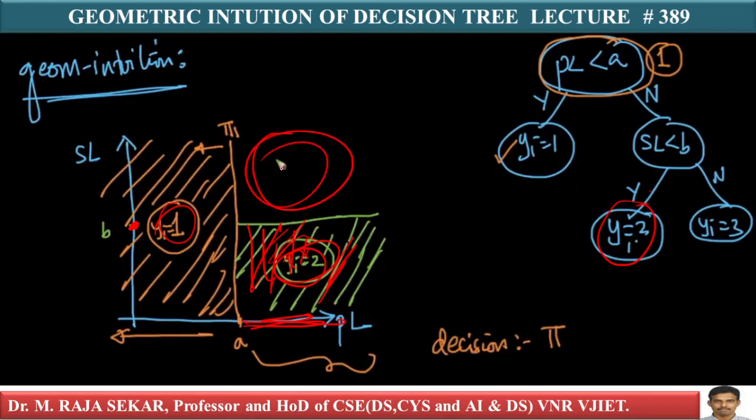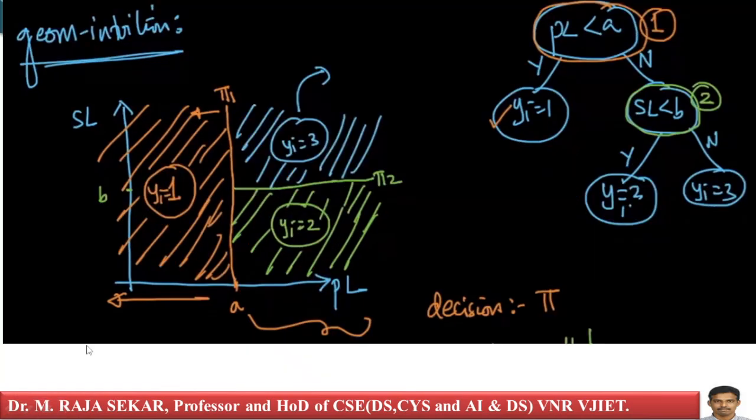What about this region now? If you look at this third region, corresponding to decision 2, this is decision 2. Corresponding to decision 2, we have hyperplane pi 2. Corresponding to decision 1, I have pi 1. Isn't it? Corresponding to decision 2, we have hyperplane pi 2, and corresponding to decision 1, I have hyperplane pi 1.